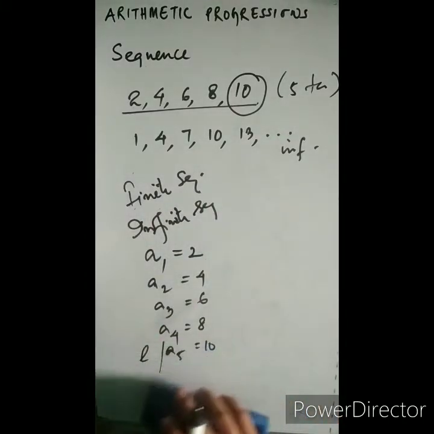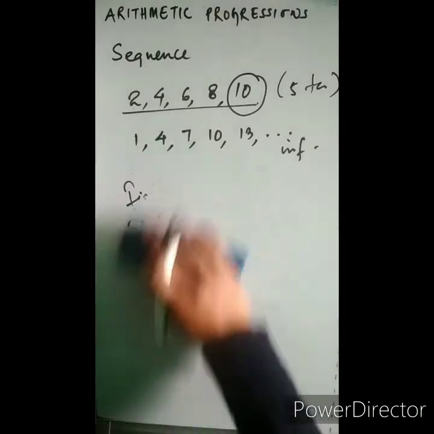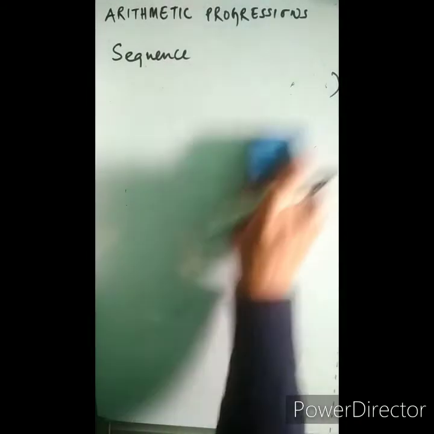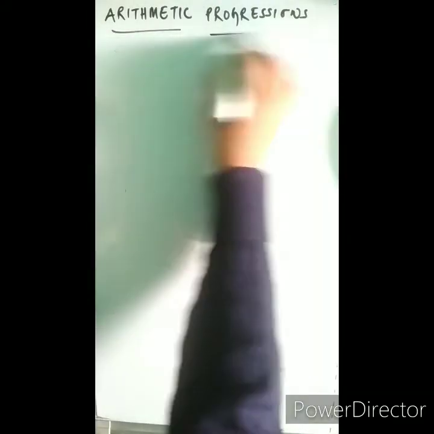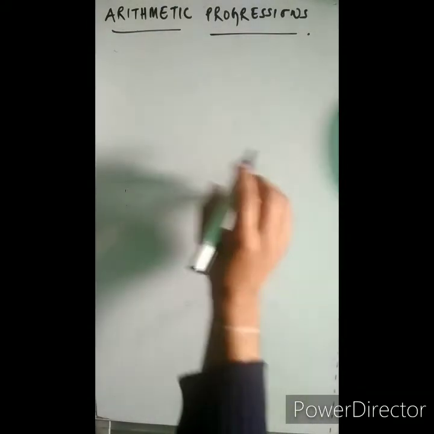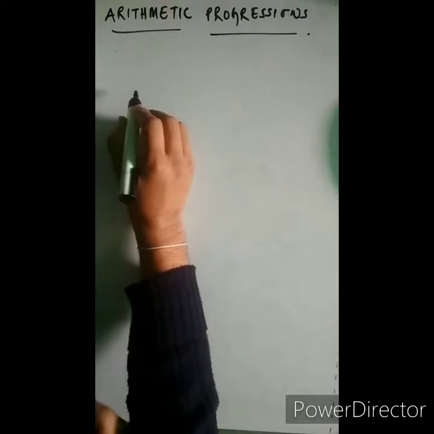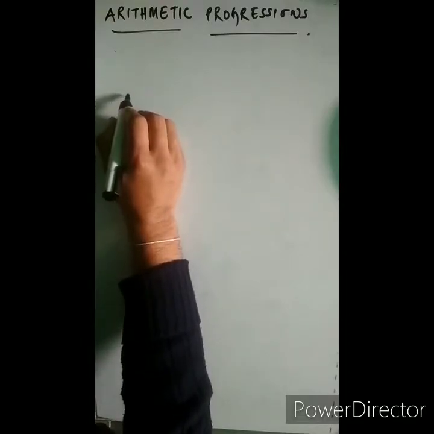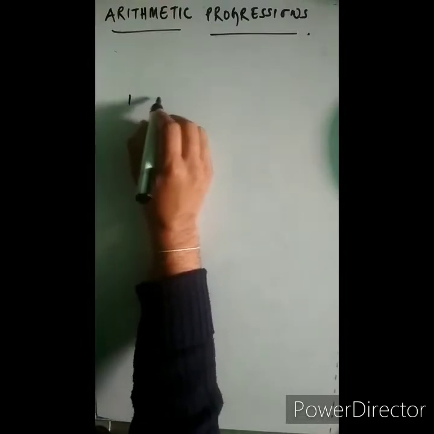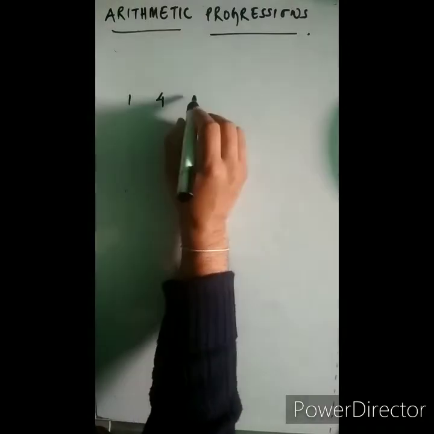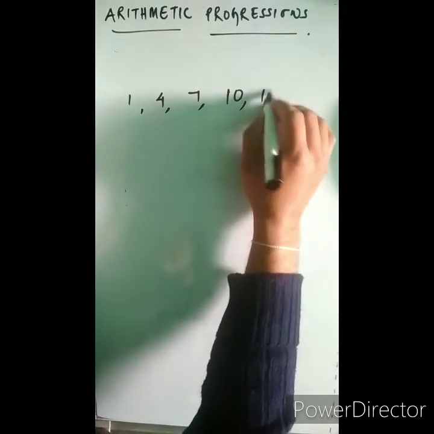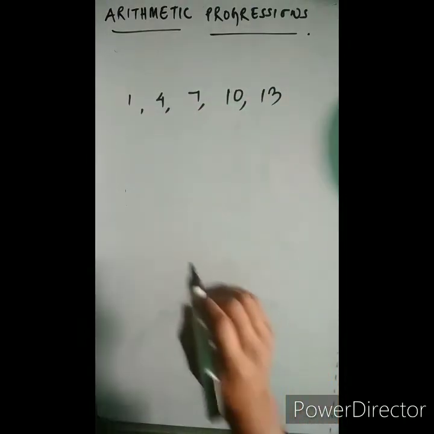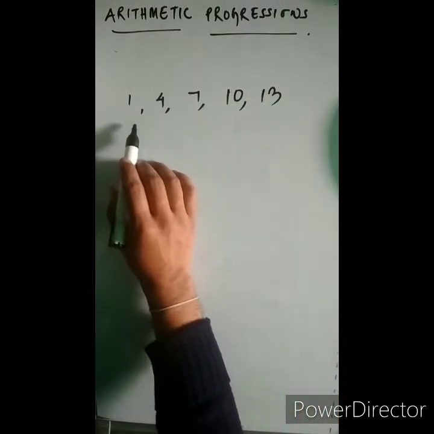So after this, let me come to the main topic, arithmetic progressions. I'll give the example here. 1, 4, 7, 10, 13. So this is also an arrangement of numbers.